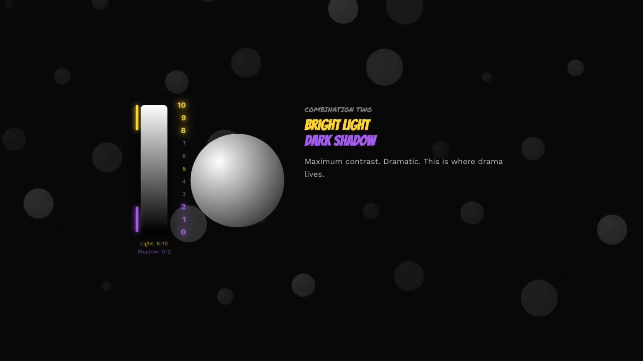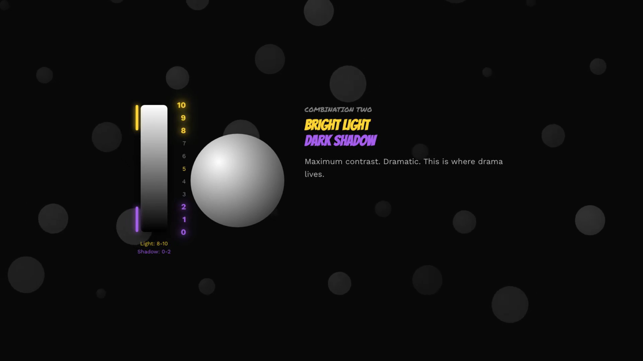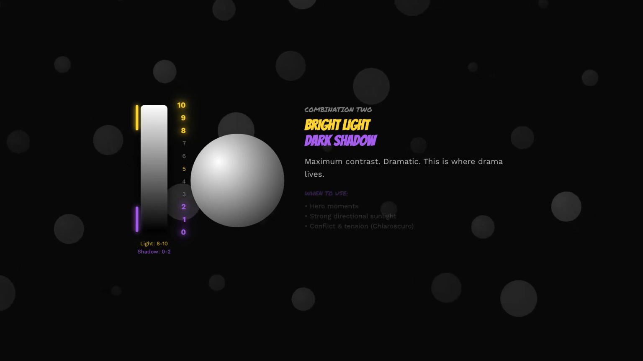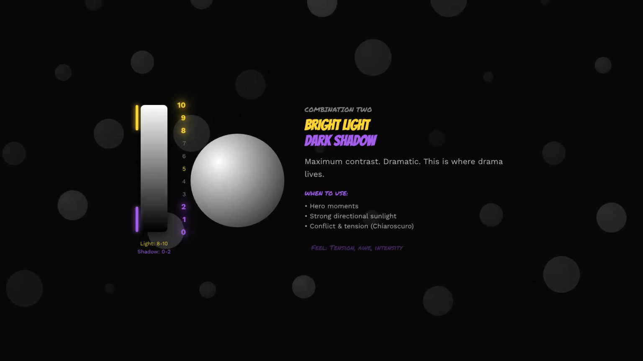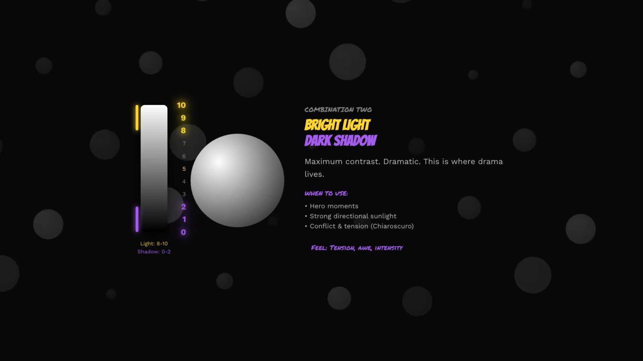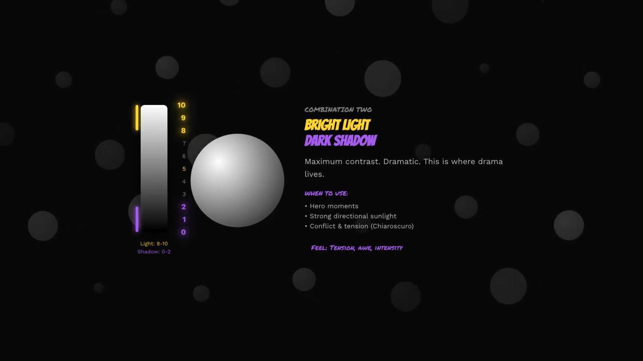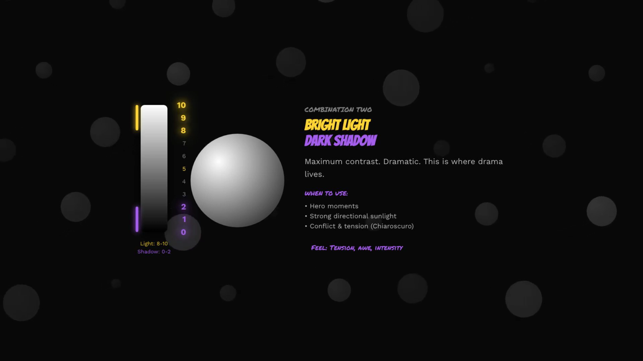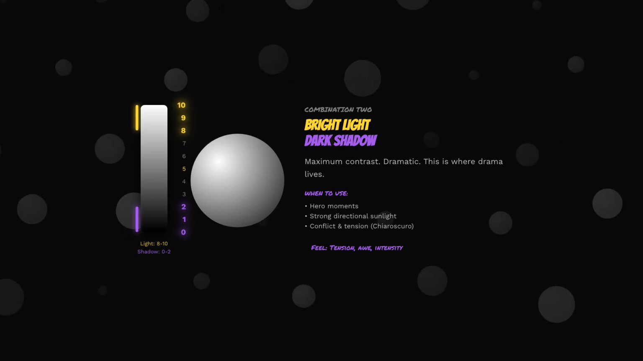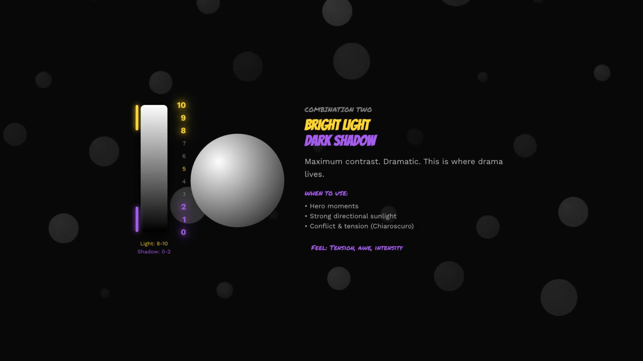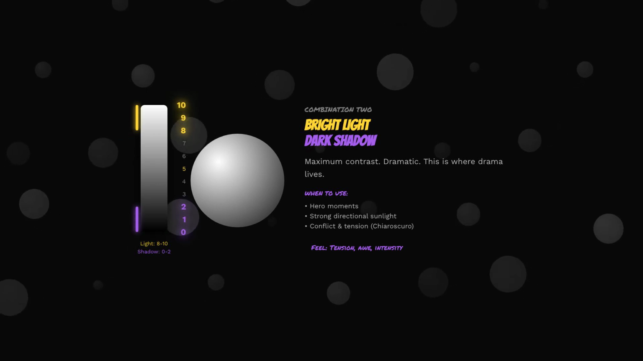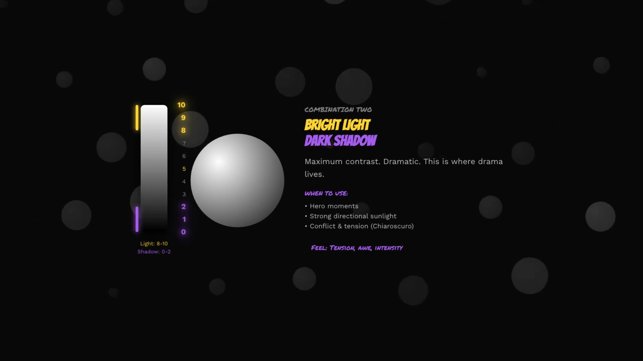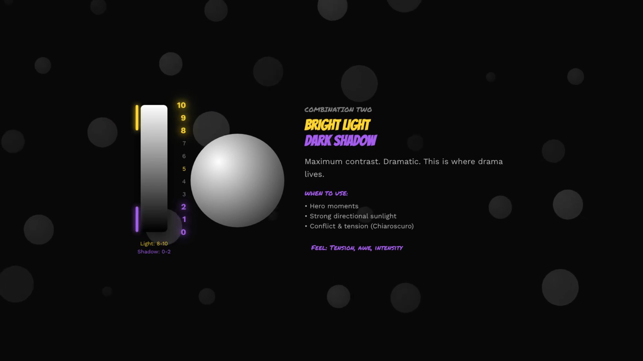Combination 2. Bright light, dark shadow, highlights at 8 to 10, shadows at 0 to 2. This is maximum contrast. Bright light punching through deep, rich shadows. This is where drama lives. When to use it? This is your hero moment lighting. The protagonist stepping into frame, a villain revealed, any scene where you want the viewer to sit up and pay attention. Think strong directional sunlight, harsh midday sun, or golden hour light cutting across a landscape.